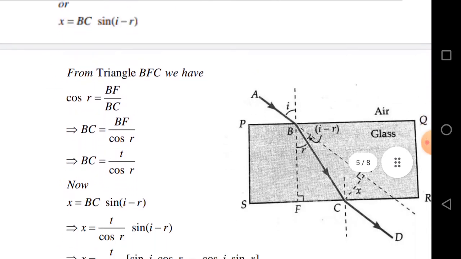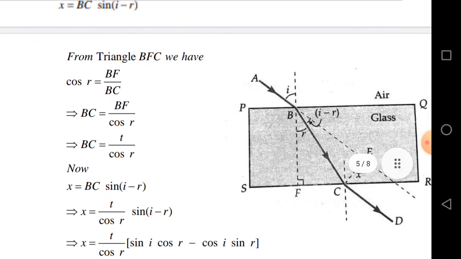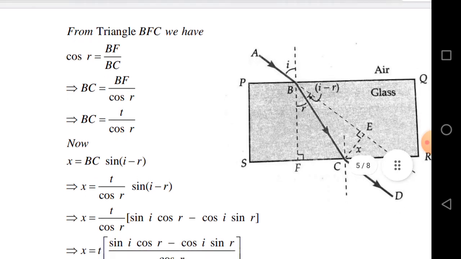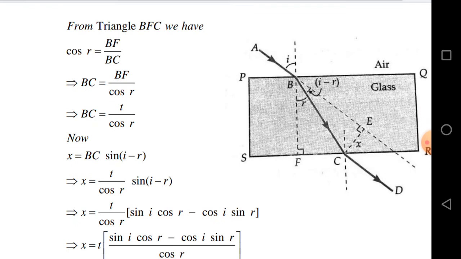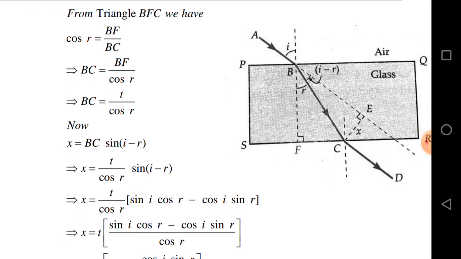Then BF is the thickness of the glass slab, so we can write T in place of BF. So BC equals T by cos r. Previously we know that X equals BC sin(i minus r). Put the value of BC, that is T by cos r. Then we get X equals T by cos r into sin(i minus r).